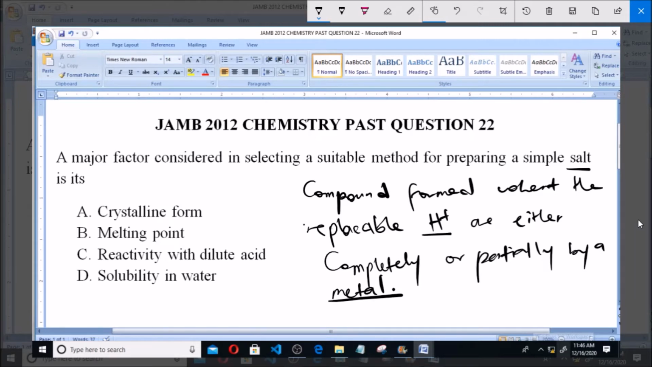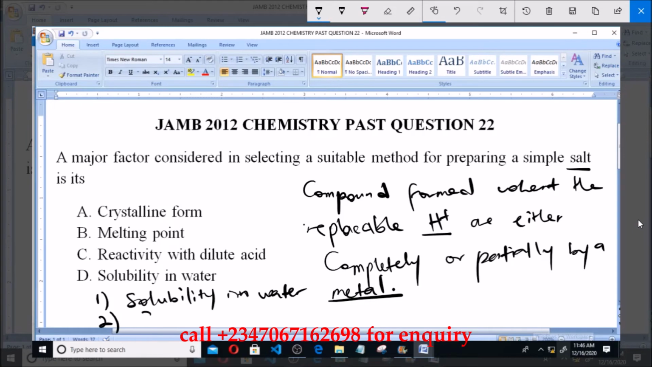Now, there are various types of salts, ranging from the acid salt, the base salt, the double salt, to the complex salt, and all these salts are actually prepared in the laboratory. The method for preparing these salts depends on two factors. Number one is the solubility in water. And number two is its stability to heat.